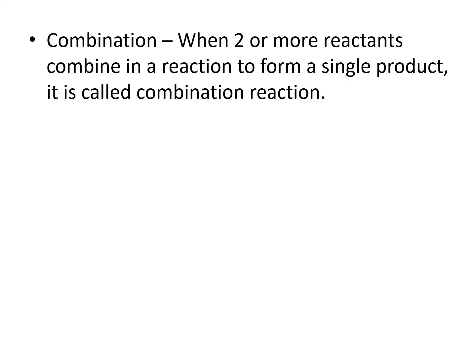So combination reaction can be defined as when two or more reactants combine in a reaction to form a single product. It is called a combination reaction. Here, one thing you have to know is that reactants can be two or even more. There may be some chemical reactions where there will be three or four reactants. The number of reactants may change, but the product will always be single. So that is what a combination reaction is.